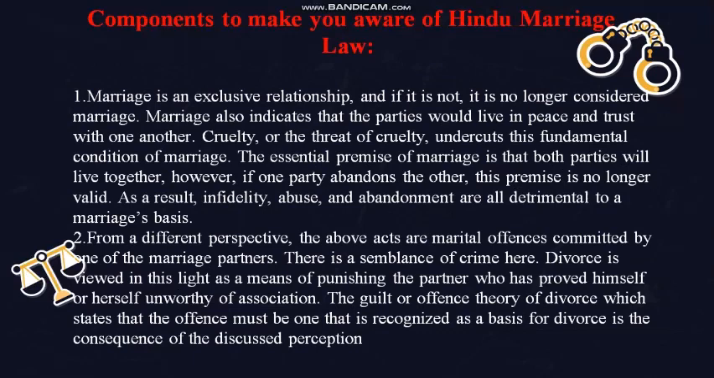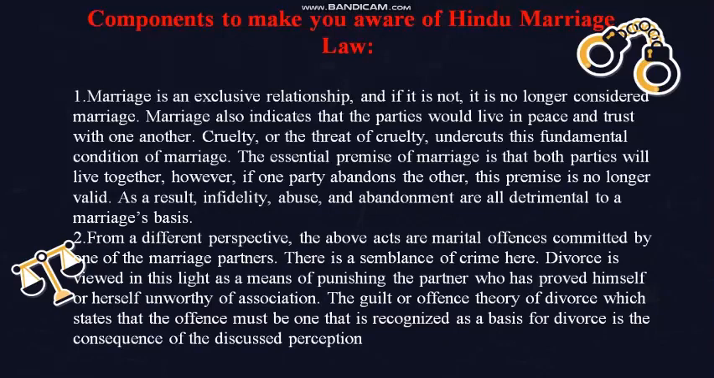Number one is that marriage is an exclusive relationship, and if it is not, it is no longer considered marriage. Marriage also indicates that the parties would live in peace and trust with one another. Cruelty or threat of cruelty undercuts this fundamental condition of marriage. The essential premise of marriage is that both parties will live together. However, if one party abandons the other, this premise is no longer valid. As a result, infidelity, abuse, and abandonment are all detrimental to a marriage's basis.